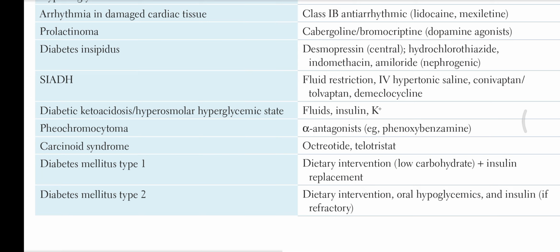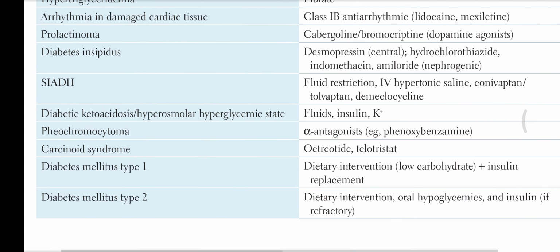Diabetes insipidus: desmopressin is given for central diabetes insipidus. Hydrochlorothiazide, indomethacin, and amiloride are given for nephrogenic diabetes insipidus.